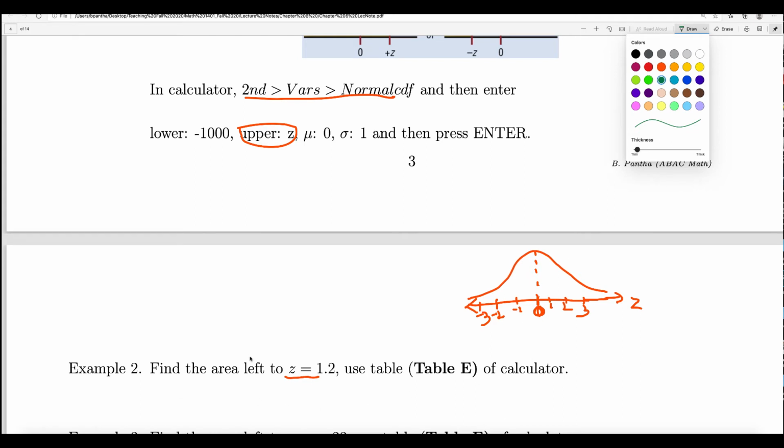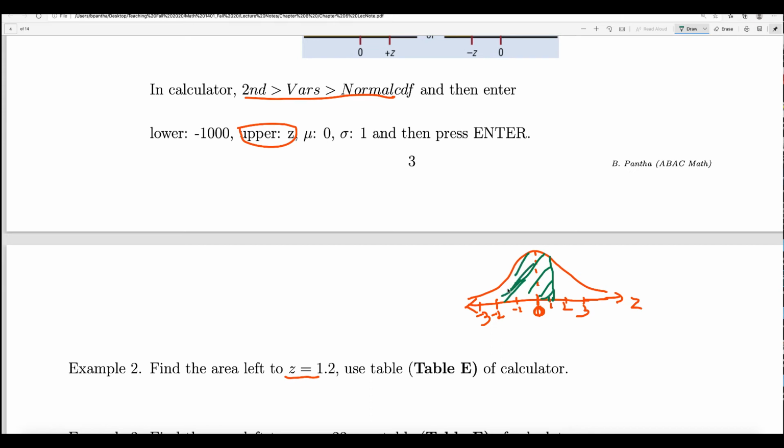What does this question say? It says find the area left of g equals 1.2. What is g equals 1.2? This is positive 1.2. 1 is here, right? 1.2 may be somewhere here. What the question asks is: what is the total area left of that?